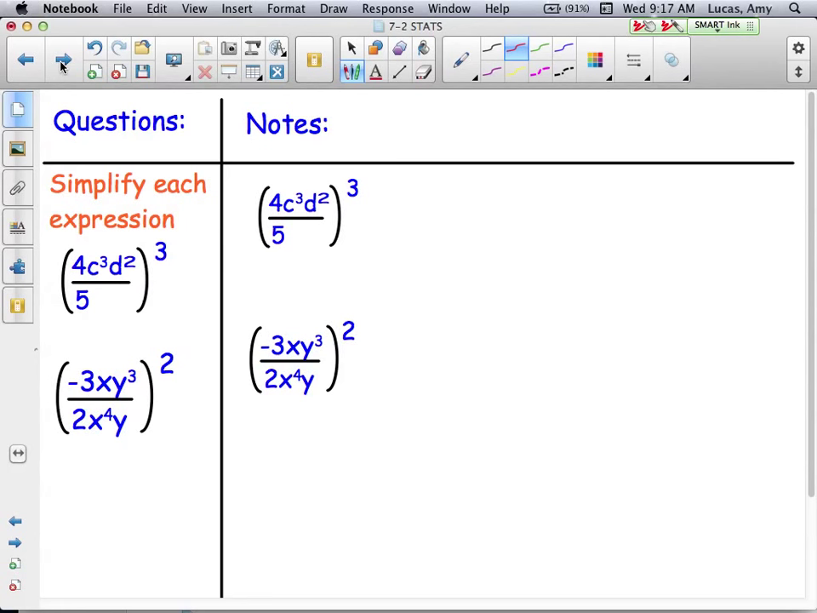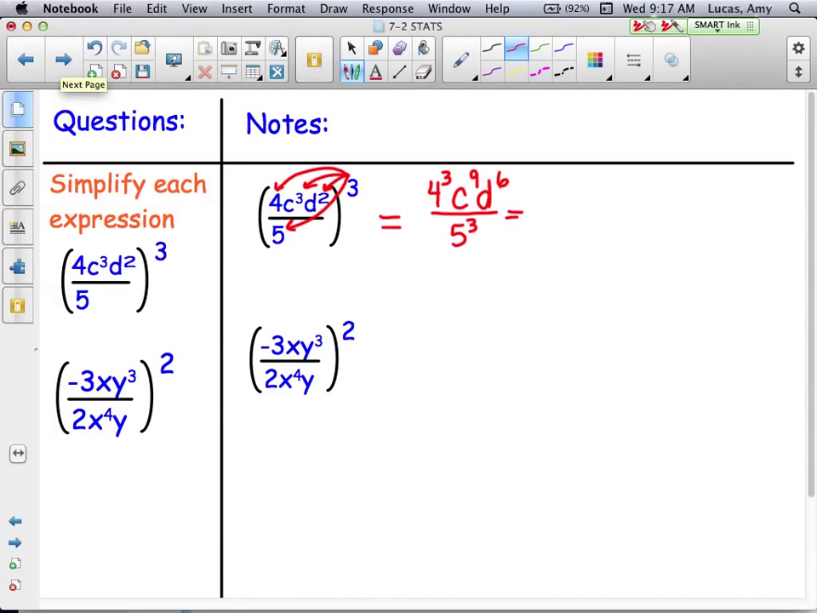Our next examples. Now we're going to need to do some distributing here. So it's very important that you distribute this exponent to everything in the numerator and denominator. So it is going to be 4 to the 3rd power, c to the 9th power, d to the 6th power, and divided by 5 to the 3rd power. Remember, when I distribute those exponents, I multiply them times the exponent that was already there.